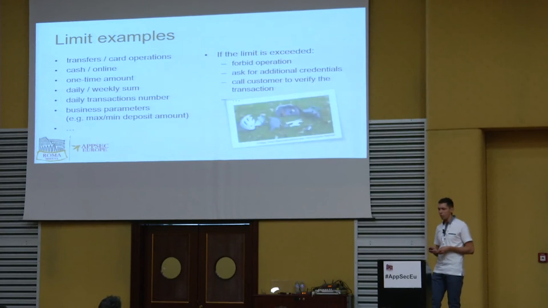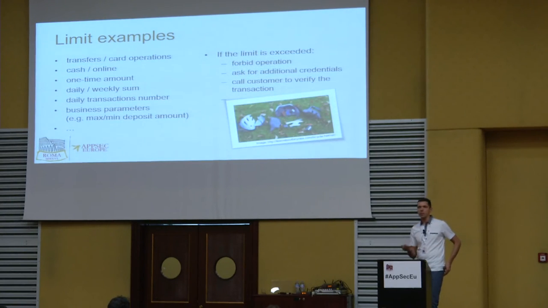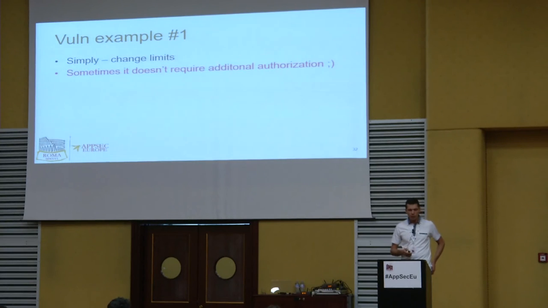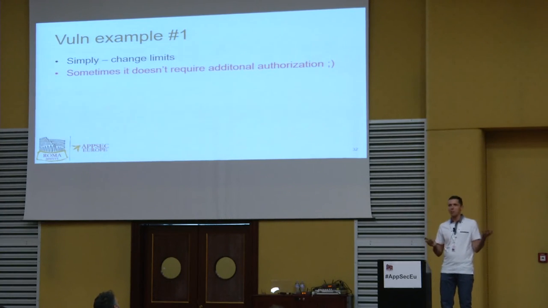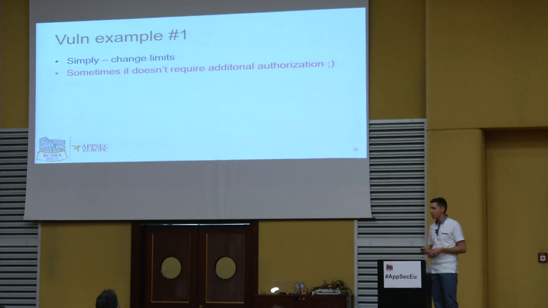But what if the transaction limit implementation has some kind of bugs? The first example is quite easy. It's super simple. Sometimes we can just change limits without any additional action, without any additional transaction or operation authorization. So malware on our station can just change our limits, and that's all. So that's the very first example.